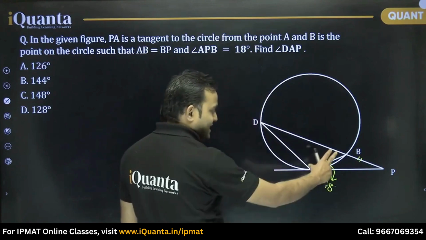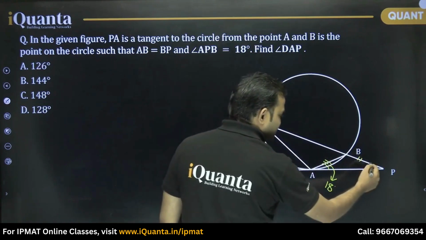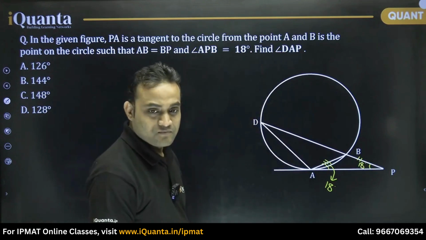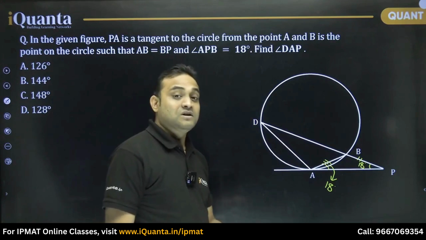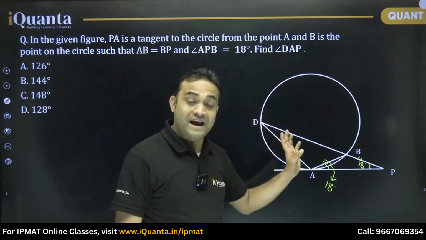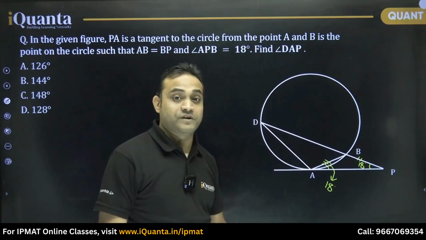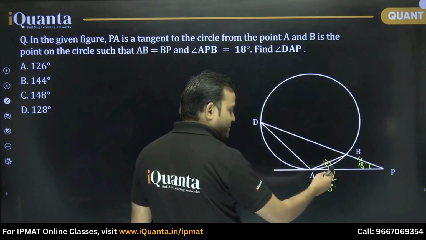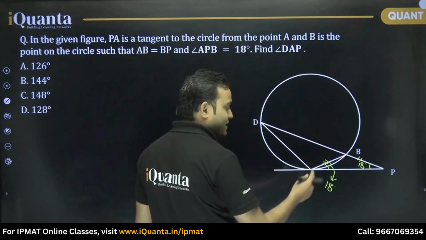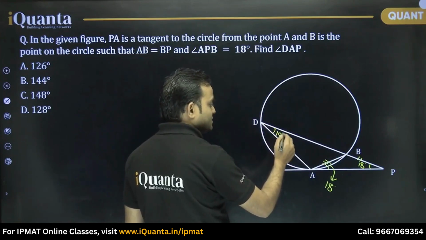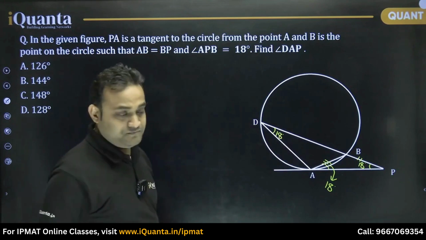So AB is equal to BP. Can we say these two angles will be equal? So this angle is also 18 degrees. Now remember what we learned about tangent and a chord in a circle in the first video of circles. The angle made by chord AB with the tangent is the same as the angle made by AB on the circumference. So this angle will also be 18 degrees.